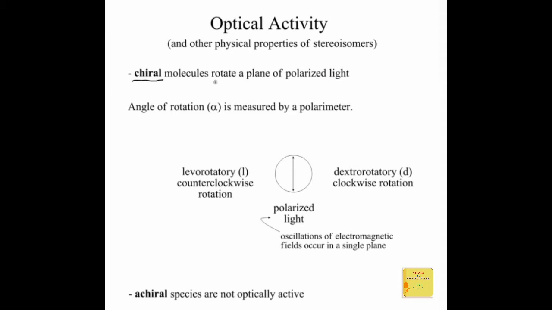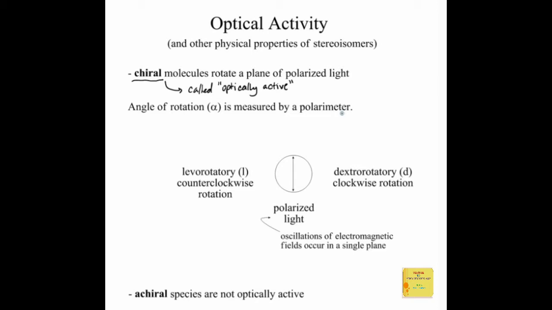For that reason, chiral molecules are called optically active. They are described as being optically active because they rotate a plane of polarized light. This angle of rotation, called alpha, the angle that it rotates, is measured by an instrument called a polarimeter.